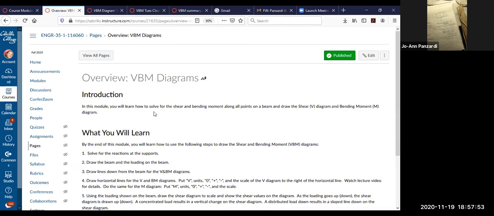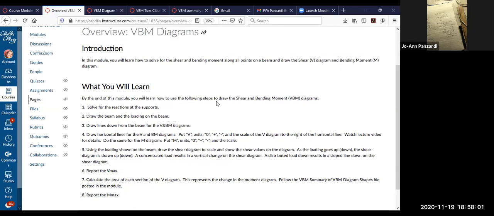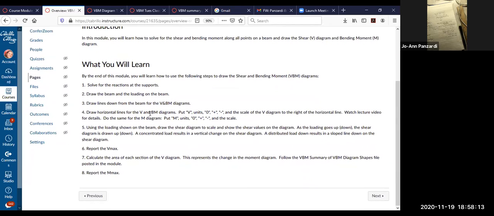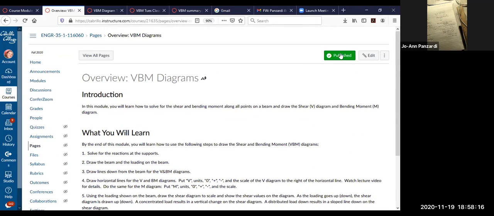In this module, you learn how to solve for the shear and bending moments along all points on a beam and draw the shear and bending moment diagram. You will learn how to use the following steps. So the first step, I need you to clarify whether you think this sounds good or not. Solve for the reactions of the supports. Then you draw the beam and the loading on the beam. And then you draw lines down, maybe I should say vertical. Hang on.